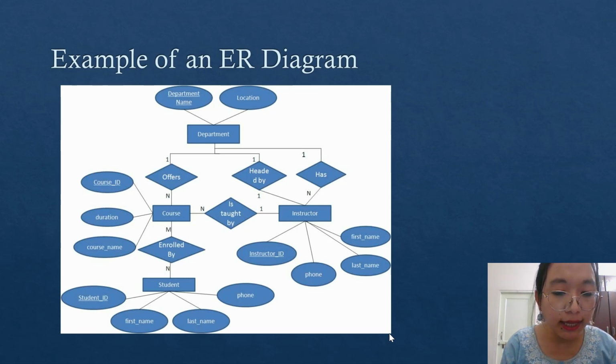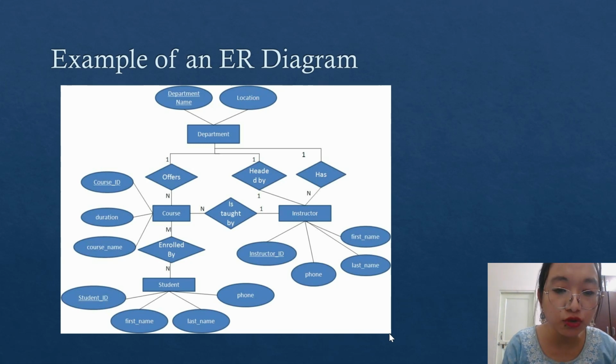If you look at the diagram properly, you can see the number 1 and also the letters M and N. That means N number of students can be enrolled in M number of courses. So in case there are 30 students, those 30 students will have 30 student IDs, and they can be enrolled in, let's say, 5 courses, so any of the 5 courses.